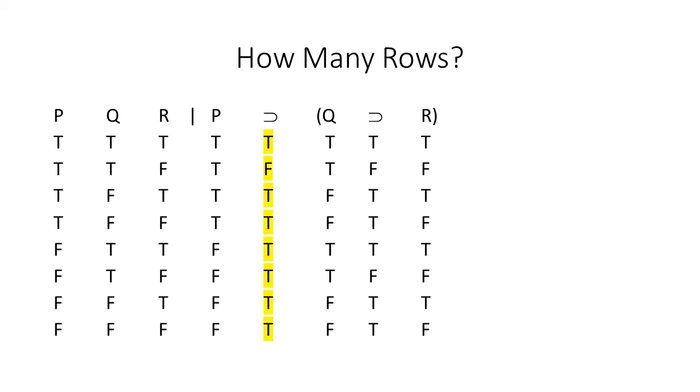So here's your answer. This is the relevant part of the truth table to look at. When all of them are true, the whole thing is true. And when P is true, Q is true, and R is false, it's false. But otherwise it's true. So the only situation in which this whole thing is false is when P is true, Q is true, and R is false. Okay, cool.